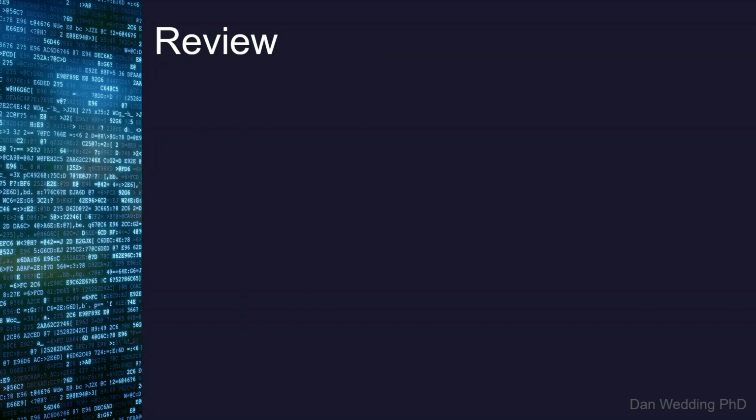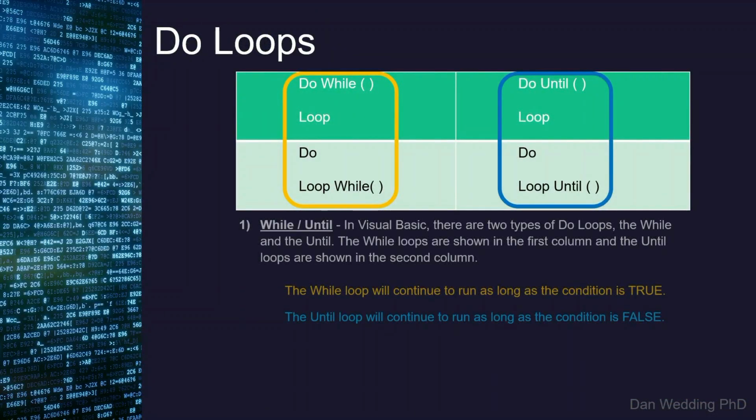In review, in Visual Basic there are two types of do loops, the while and the until. The while loops are shown in the first column, and the until loops are shown in the second column. The while loop will continue to run as long as the condition is true. The until loop will continue to run as long as the condition is false.